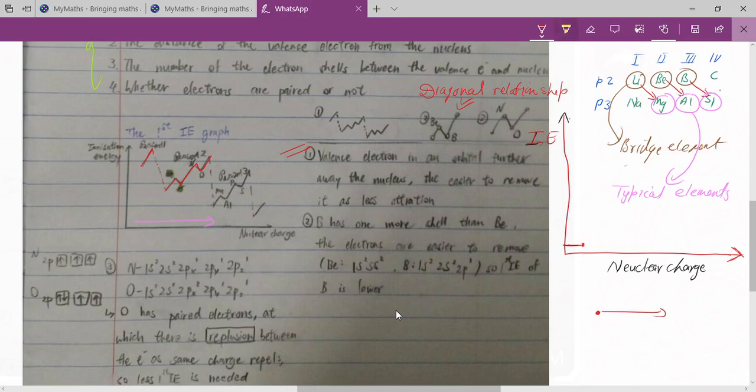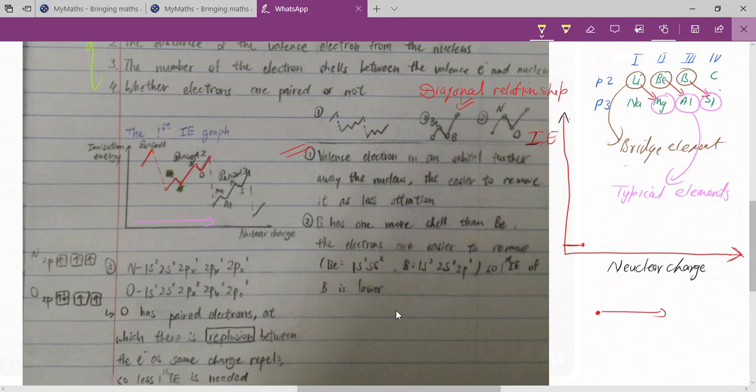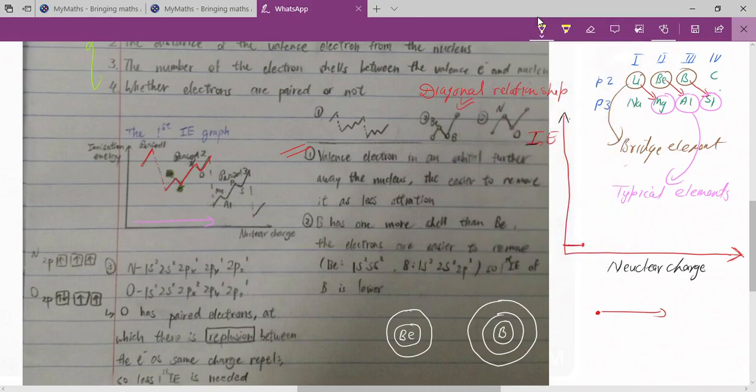You can also understand it in this way, beta. I am drawing with white color. Suppose beryllium is here, and it has one shell and a two shell. Our next one is boron. It has one shell, two shell, and three shell. So in that way, as I explained just before, beryllium has two orbits.